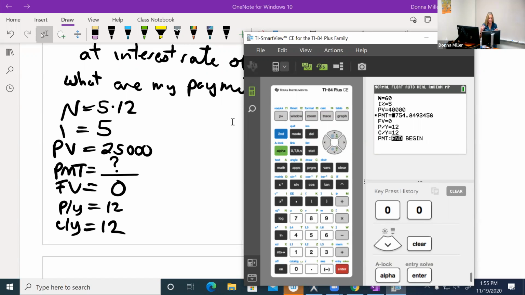All right, so that's the TVM solver. Is there anything else I need to talk about with that? Did that help clarify some of that TVM solver stuff? I have a question.